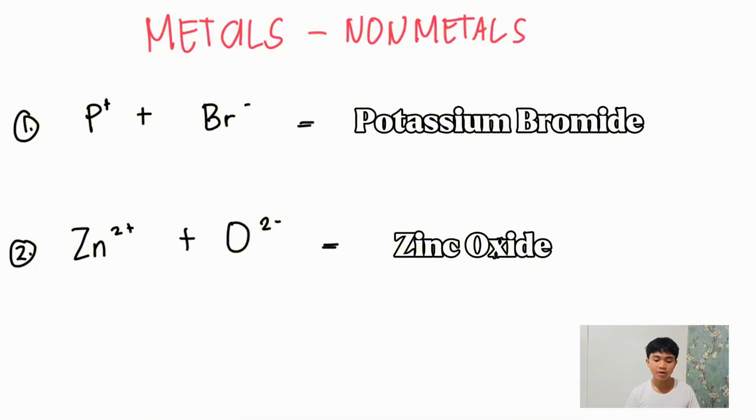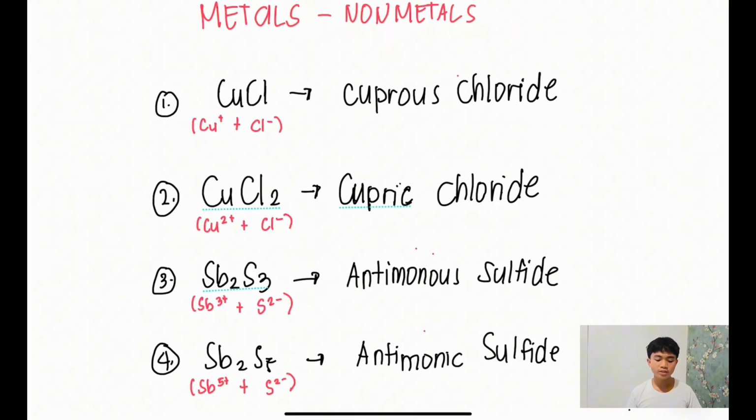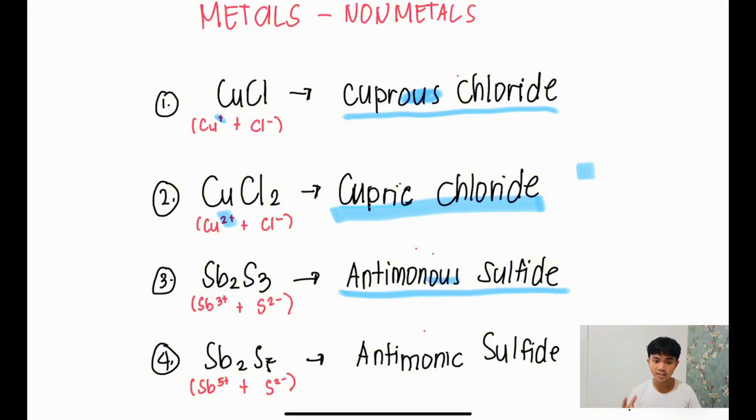Now let's go to the exciting part. Example number 1, copper with charge 1 and chlorine, we name it as cuprous chloride. Note that we use the suffix OUS since it has the lower charge element. Copper with charge 2, suffix IC since it has higher charge. Another example, we have antimony with charge 3 and sulfur. We name it as antimonous sulfide. We have antimony with charge 5 and sulfur. We name it as antimonic sulfide.